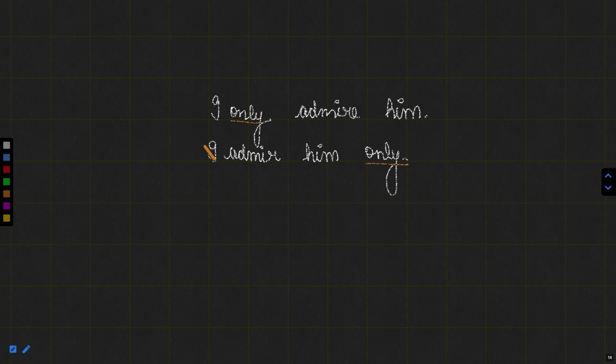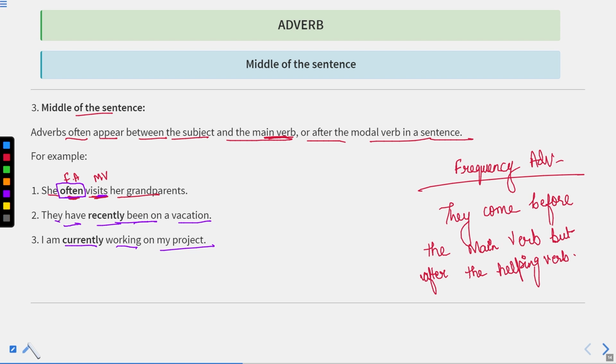If I say I only admire him, it means I don't do any other action or have any other feeling for him. Only the feeling of admiration is there for him, but nothing else. But if I say I admire him only, this shows that there is no other person whom I admire. So merely changing the position of this word has changed the meaning of these two sentences. This is how we can change the meaning of a sentence by changing the position of adverbs.